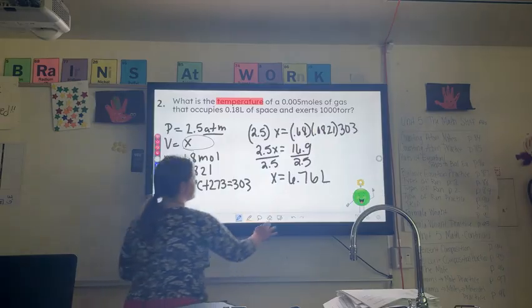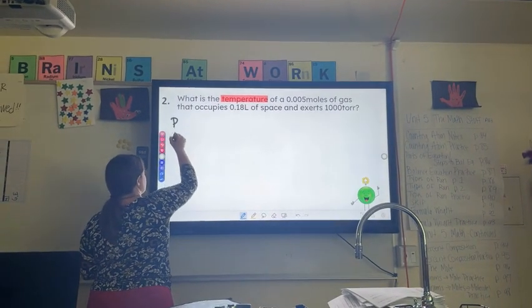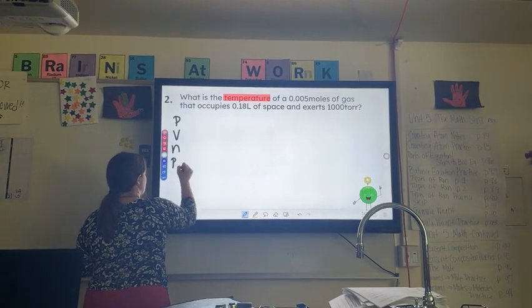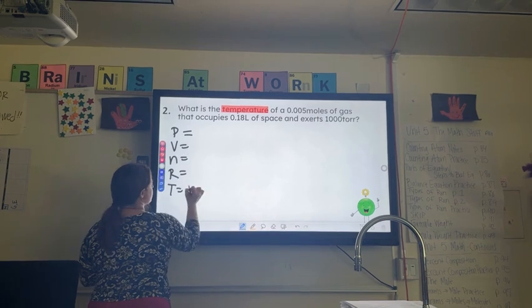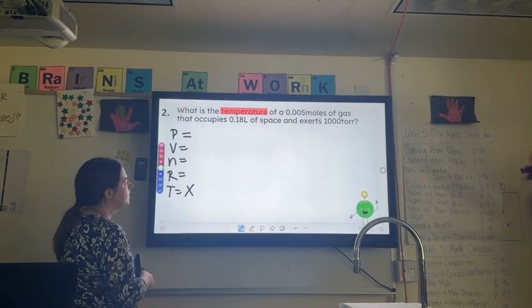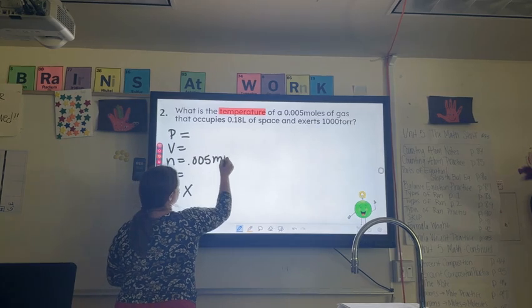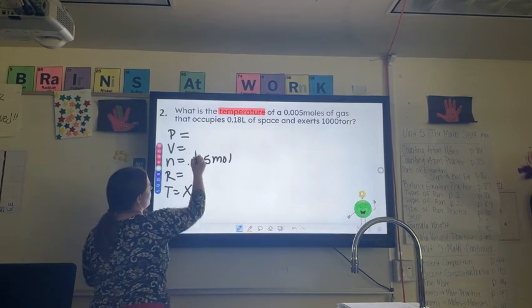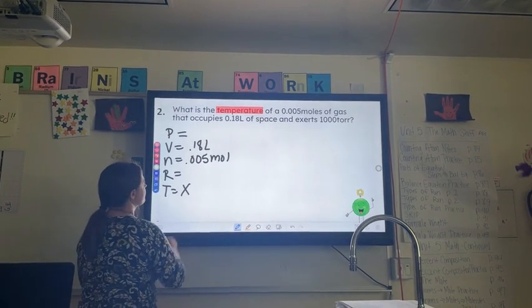Number 2 is what is the temperature? Once again, we're doing ideal. So P, V, N, R, and T are our variables. Temperature is going to be our X. We have 0.005 of moles. We have 0.18 liters, and our pressure is 1,000 torr.